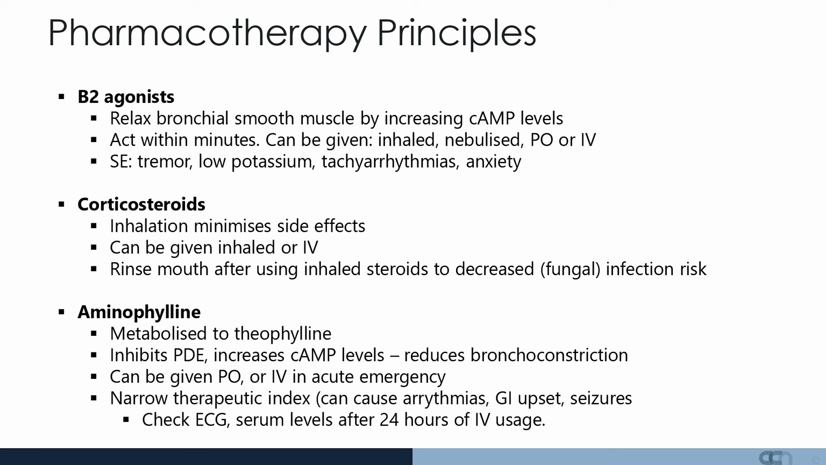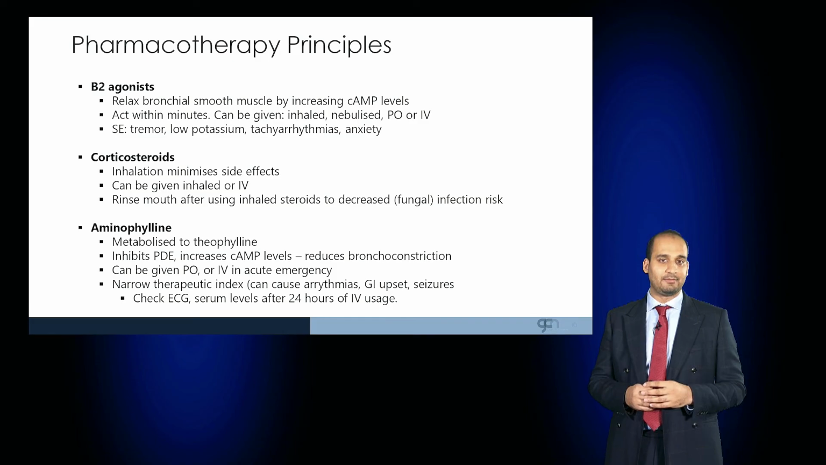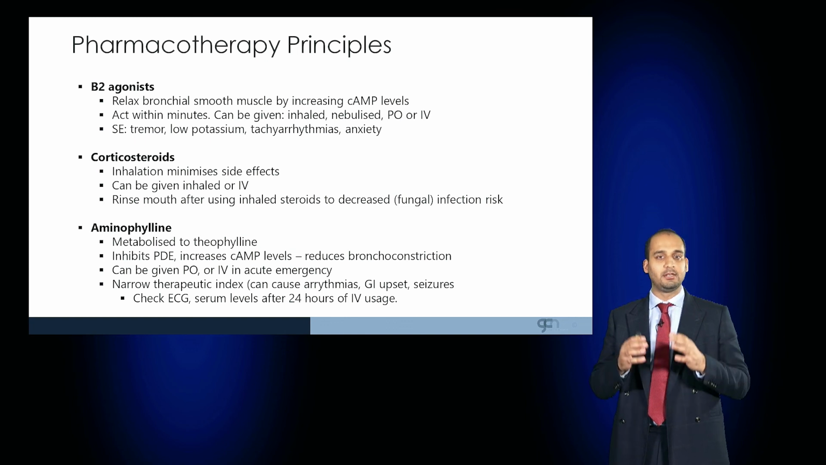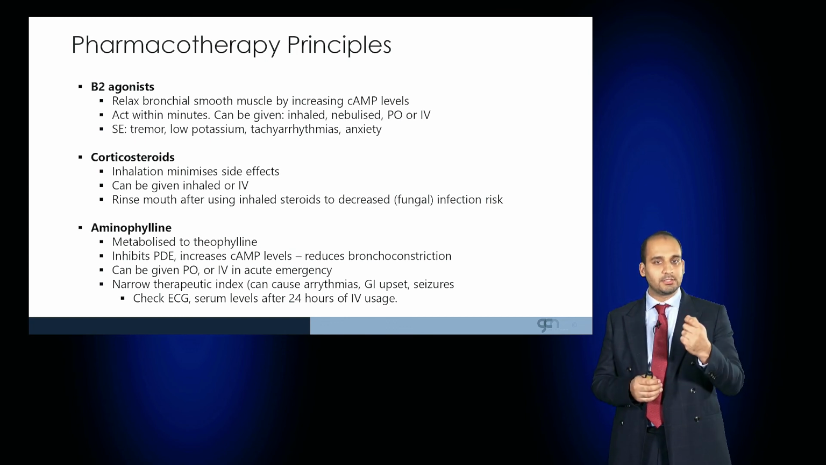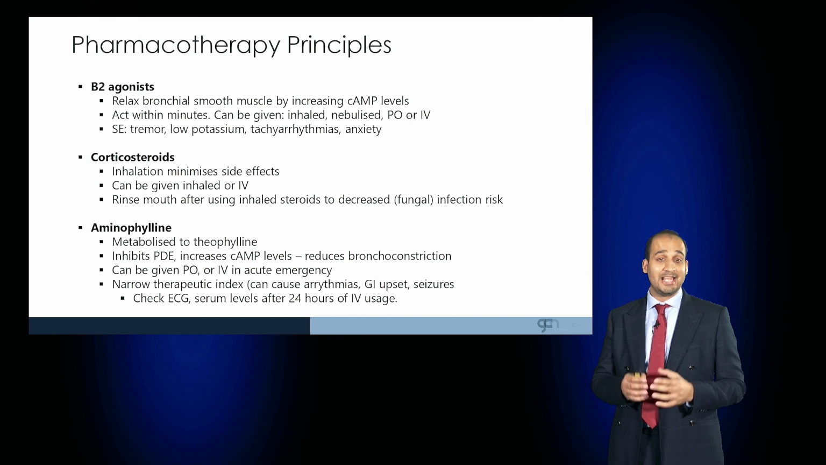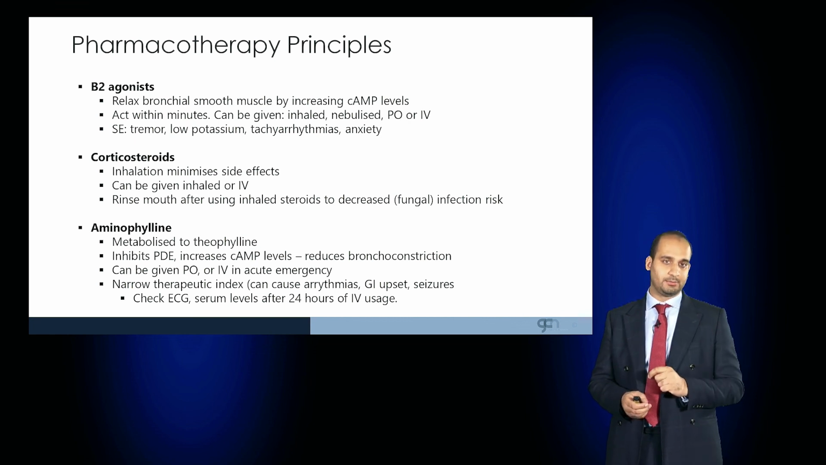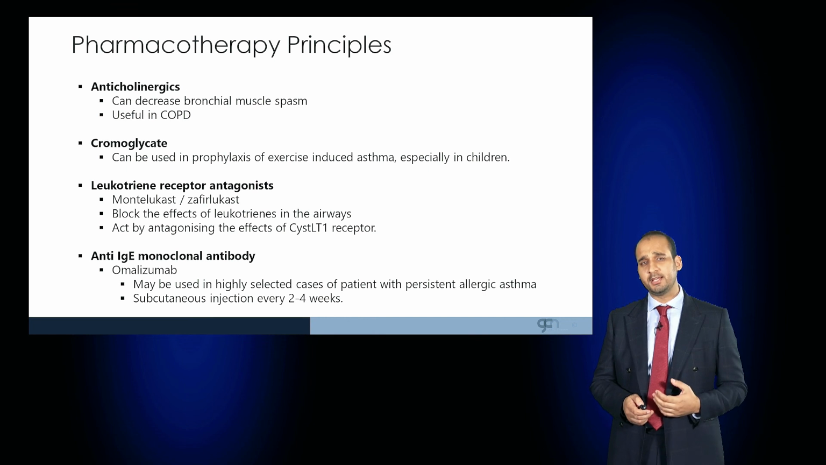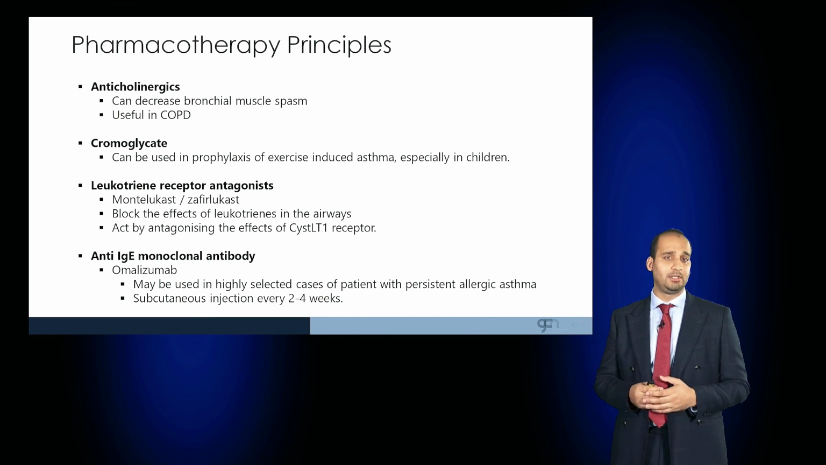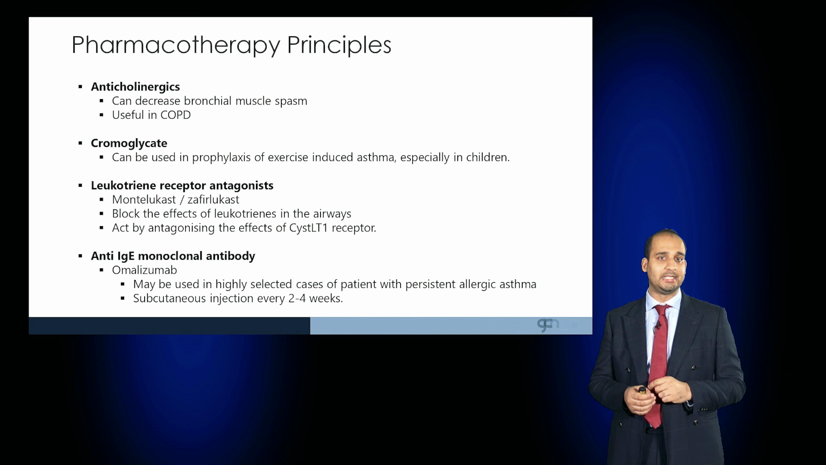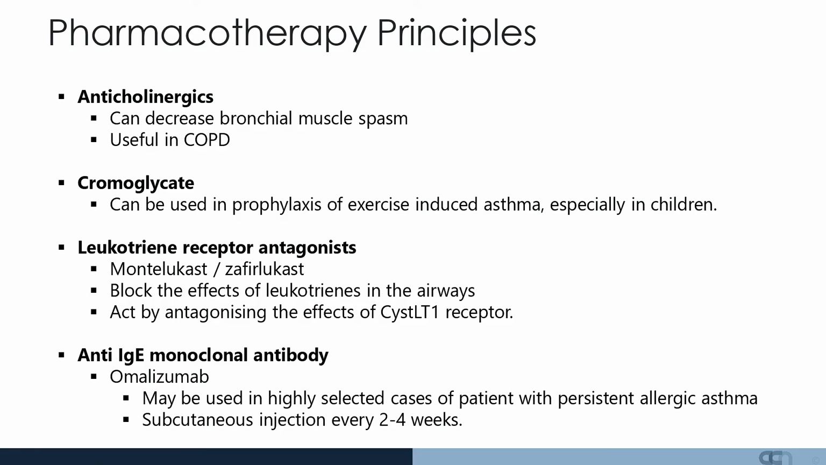Aminophylline, which is metabolized to theophylline, inhibits phosphodiesterase and increases the levels of cyclic adenosine monophosphate to reduce bronchoconstriction. And this also can be given orally or intravenously. This drug has a narrow therapeutic index, can cause arrhythmias, GI upset, and seizures, and so needs regular and close monitoring. Anticholinergics are there to decrease bronchial muscle spasm and are useful in COPD. Cromoglycate can also be used, particularly in the prophylaxis of exercise-induced asthma, and is particularly useful in children.